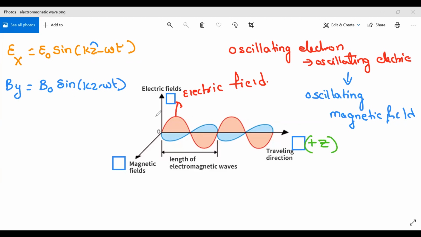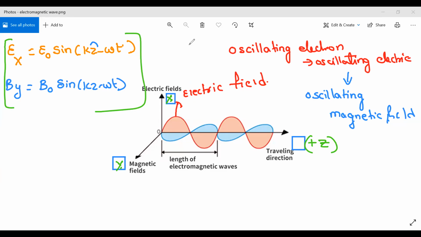Now in this box, what do I have to write? x. Very good, x. In this box, y. So x, y, z. This is how you should understand these directions. If you understand properly, you can solve any problem.